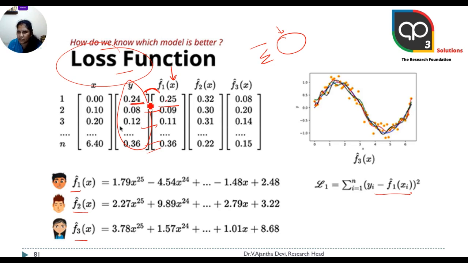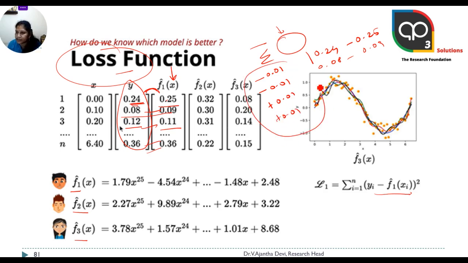Why? Kindly observe here. Here it is 0.24, the next one is minus 0.25, so the difference is minus 0.01. Let me go for the next one: 0.08 minus 0.09, that is also minus 0.01. And here it is 0.12 minus 0.11, so it is plus 0.01. In some other cases, maybe another 0.01. In such a case, if I make a summation of all these points, it will just get cancelled.